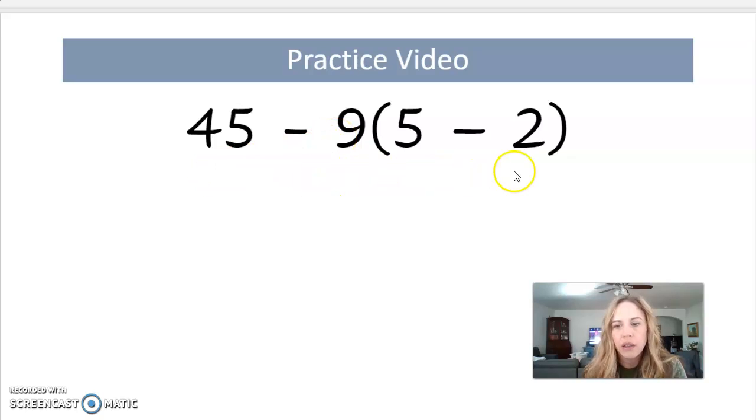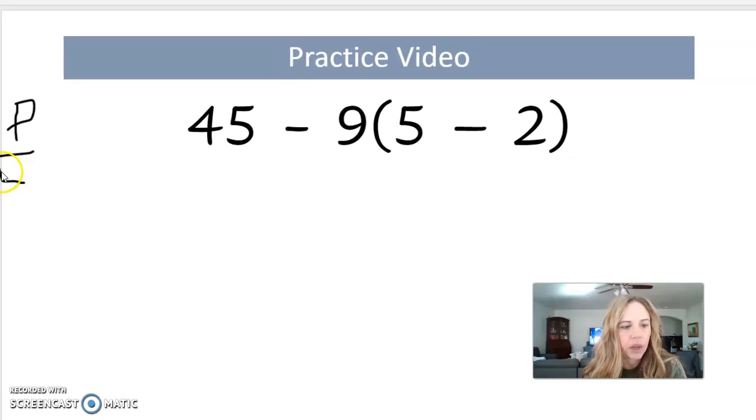So if I'm going to solve this, now I need to decide, well, what do I do first? So my order of operations: parentheses first, then exponents, multiplication and division from left to right, addition and subtraction from left to right.